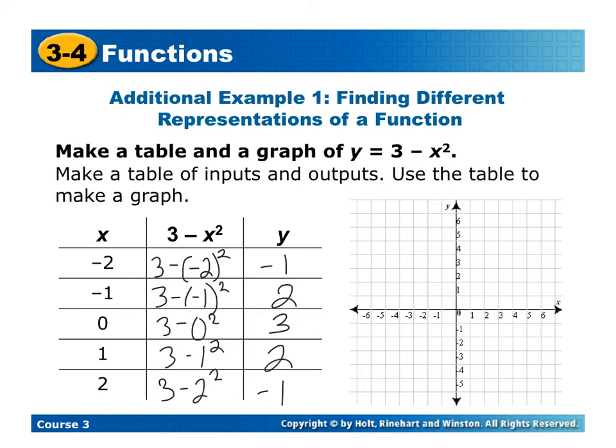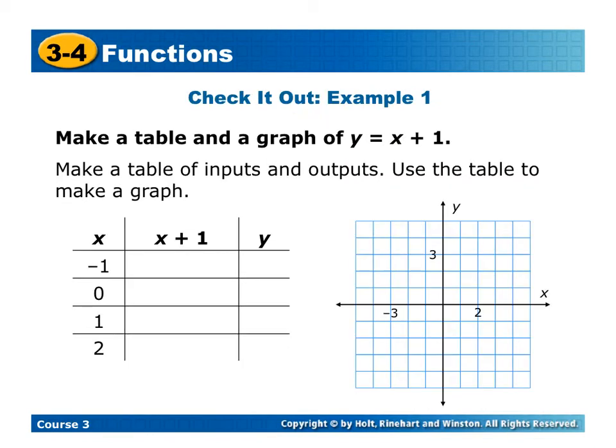And now we can graph these values. So remember, x is always first, so we have negative 2, negative 1, and then we have negative 1, 2, and then we have 0, 3, 1, 2, and 2, negative 1. So if you notice, when we graph this, it makes a U or a bowl-shaped function. So now it's your turn.